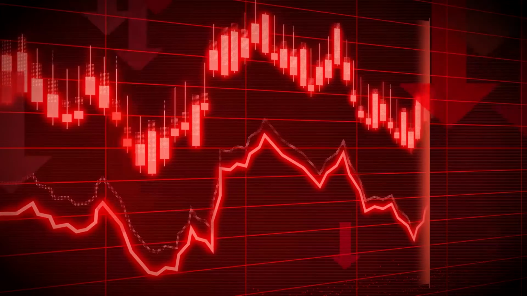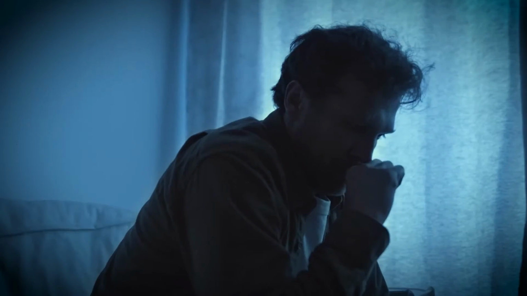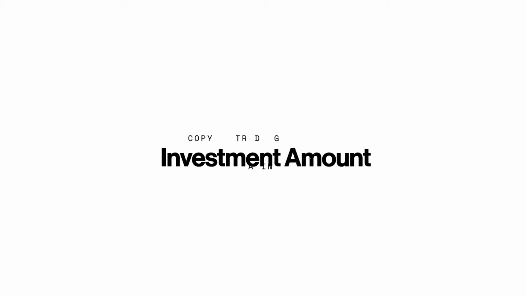Number 2, understand the risk. Investing always comes with risks, and copy trading is no exception. You need to understand the risks associated with the traders you are copying and also with the market as a whole. Keep in mind that past performance is not indicative of future results, and even the most successful traders have bad days. Number 3, choose the right amount to invest.